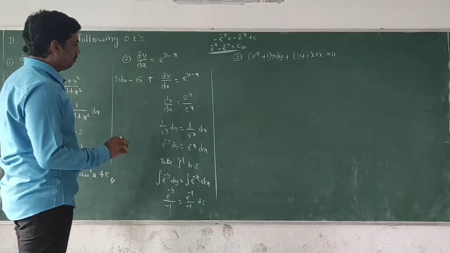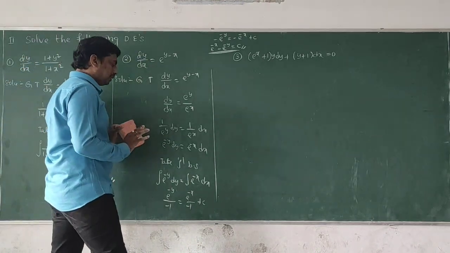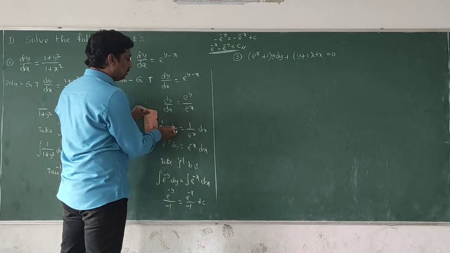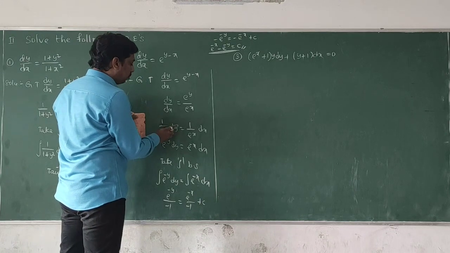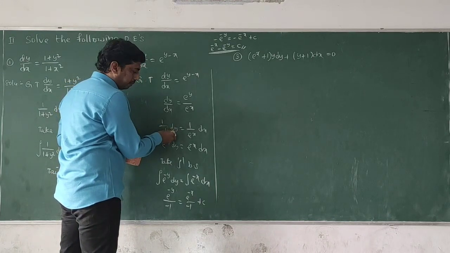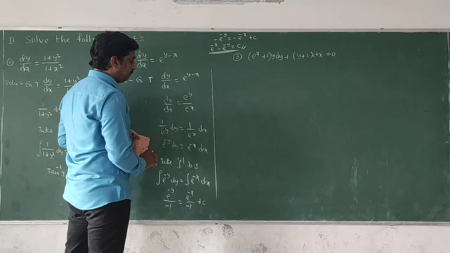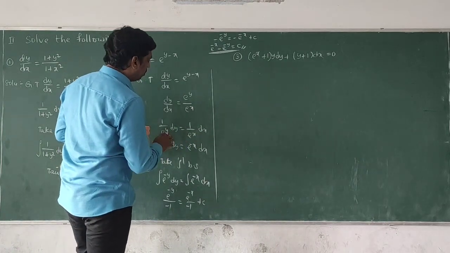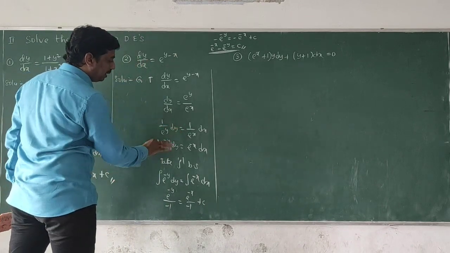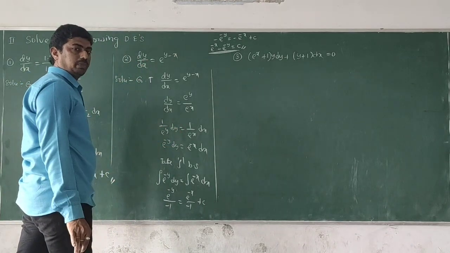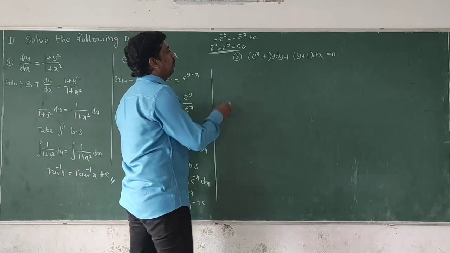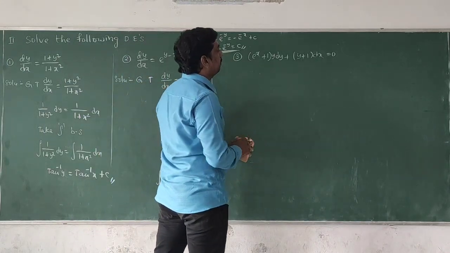The simple technique, the important thing, is to separate the variables: total y terms with respect to y, and total x terms with respect to x. If we write in that form only, we get the solution by this method. Okay, right? In the same model, another one, this is important for 4 marks.